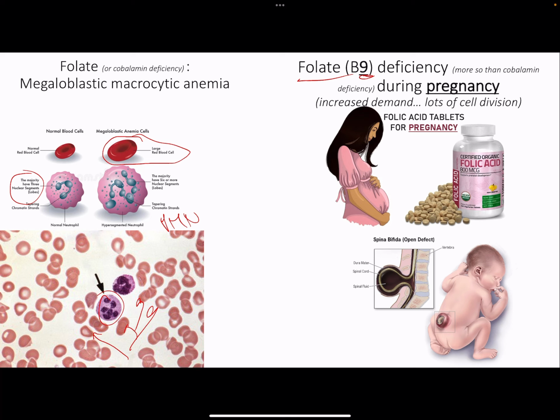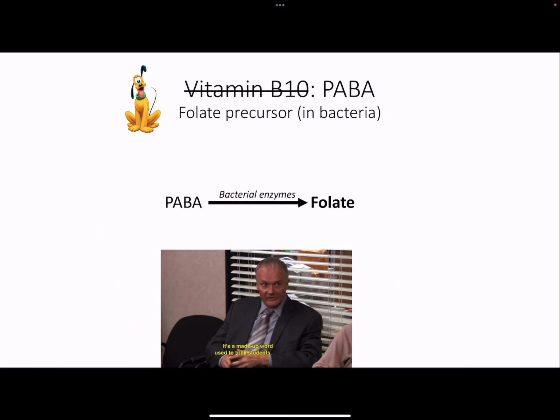So a lot of people will just go ahead and take pills just for pregnant ladies to help their baby. What happens if you don't? You can get lots of neural tube defects. I guess there's an extra need for cell division for the nervous system and the spinal cord. And so you can get the spinal cord and the meninges, which kind of stick out, and it's called spina bifida. You can get other things too, but we just know spina bifida is associated with folate-deficient women who are pregnant.